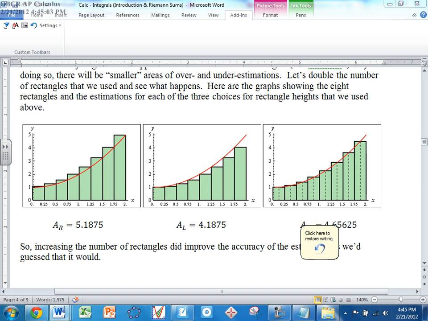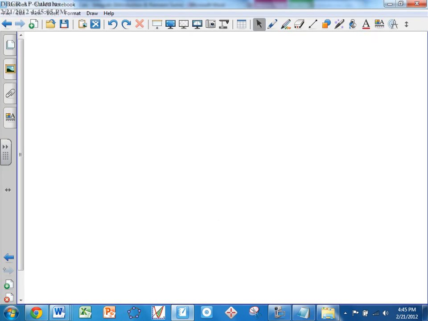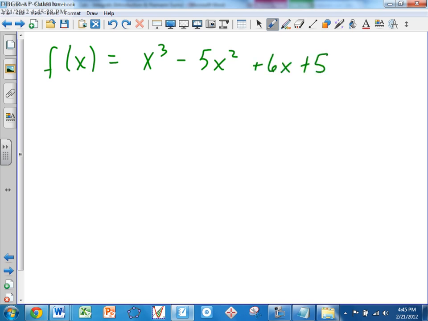Meaning a good amount. Let's start with an example. Again, we're going to do all 3 methods. What we're going to do here, though, is go from 0 to 4, and we're going to have 5 rectangles this time. It's going to be a little bit more confusing. So let's say f of x is equal to x cubed minus 5x squared plus 6x plus 5. That's our function. We're going from 0 to 4, and we're going to say that n is equal to 5.